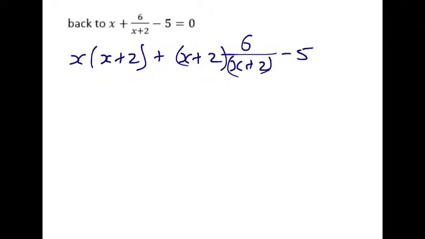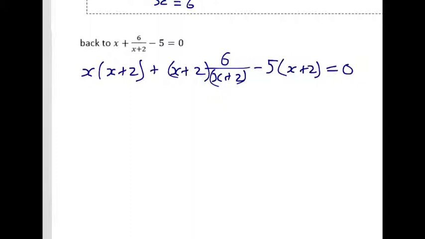Minus 5 equals, oh, missed it. Minus 5 times x plus 2. Can't forget that. And then all of that equals 0.